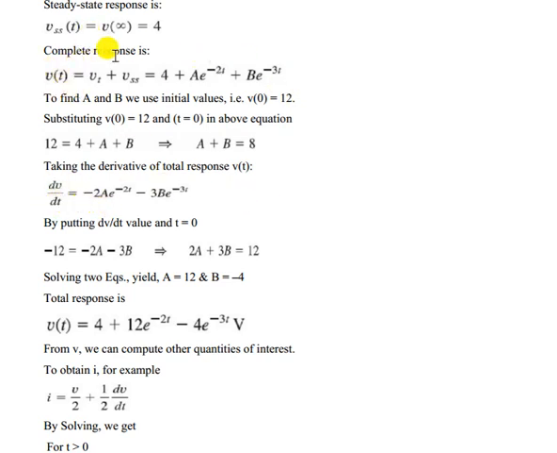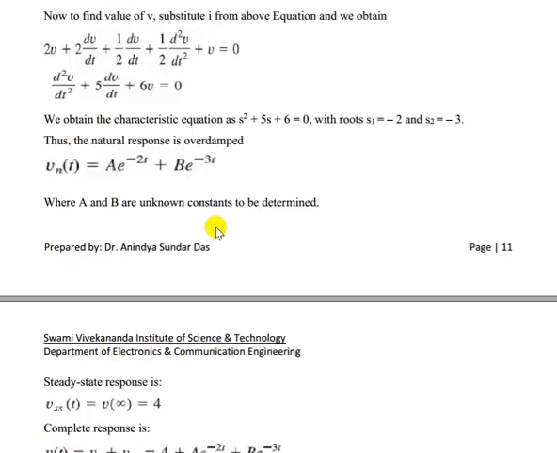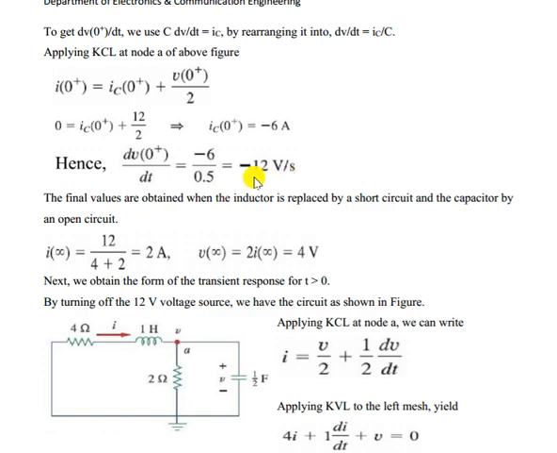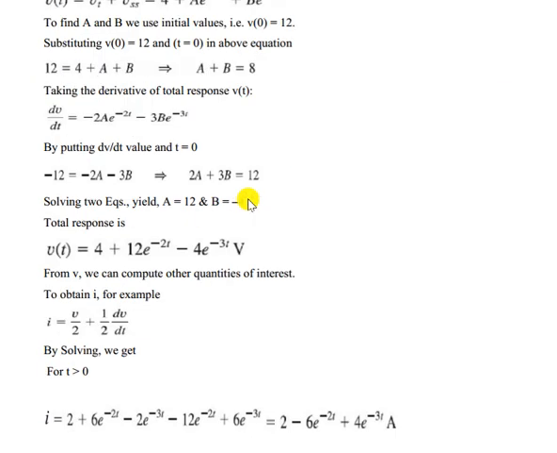So differentiating this complete response equation, we got this one. Now for dV by dt, we have to put t equal to 0. The dV by dt value we already got here, that is minus 12 volt per second. So by putting t equal to 0 with minus 12, you get another equation. Solve it, you will get the A and B values, and you get the response.